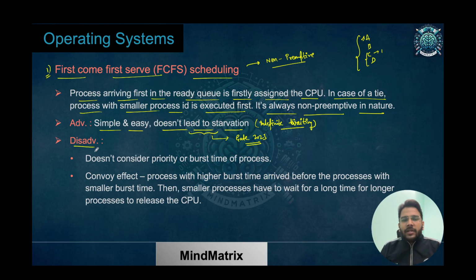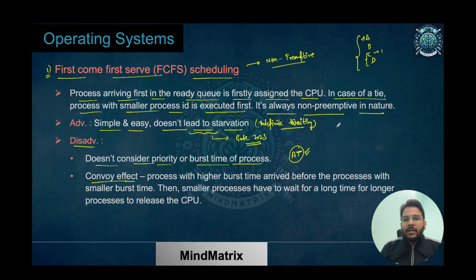So what about the disadvantage of FCFS? It doesn't consider the priority or burst time of a process. There is no priority concept here in case of FCFS, and it doesn't consider burst time. Basically, on the basis of arrival time, it decides which process will be allocated the CPU first, just on the basis of arrival time. Clear? There is one effect that we see in FCFS, that is the convoy effect.